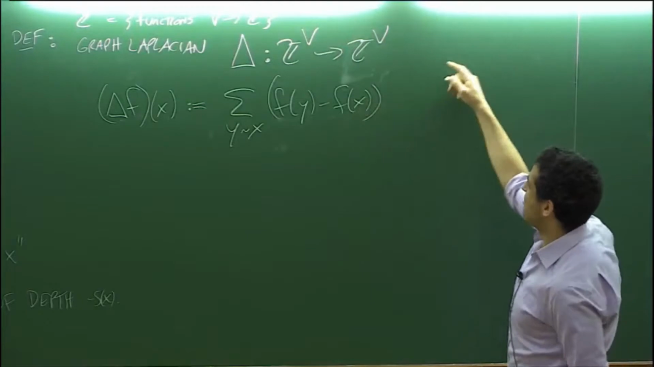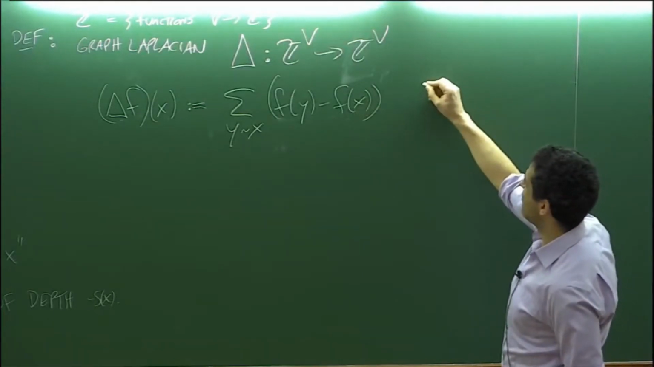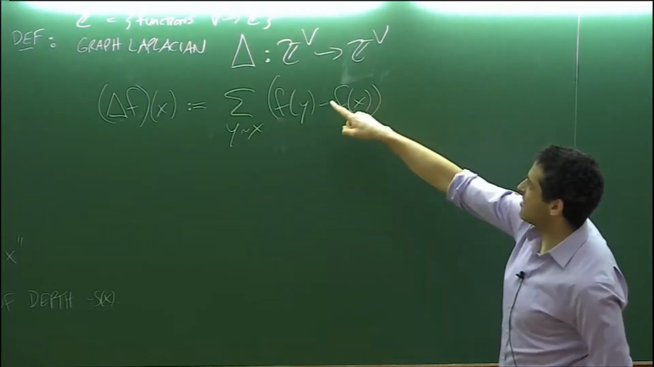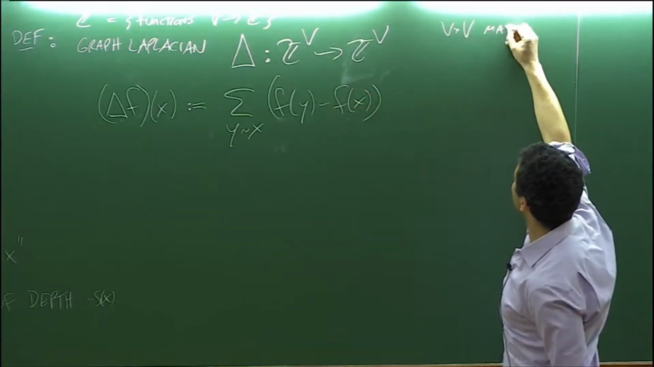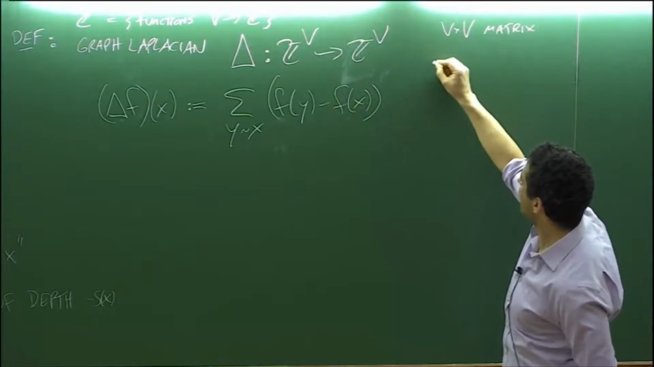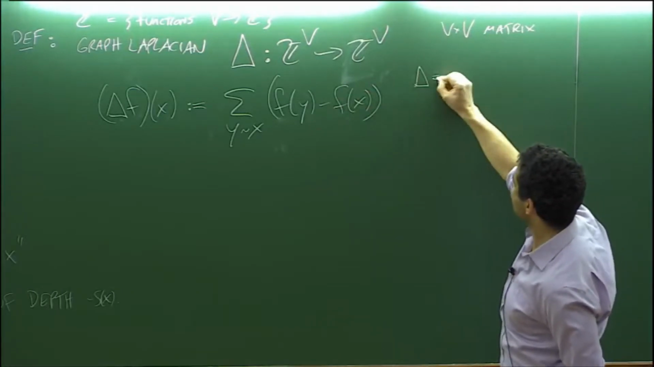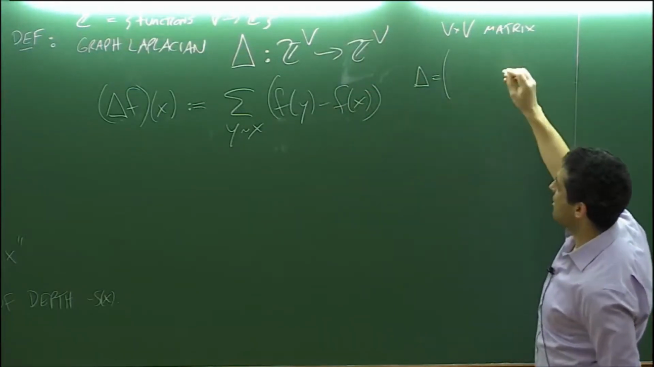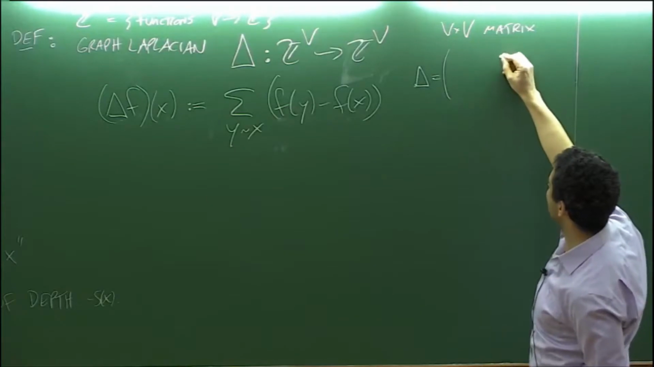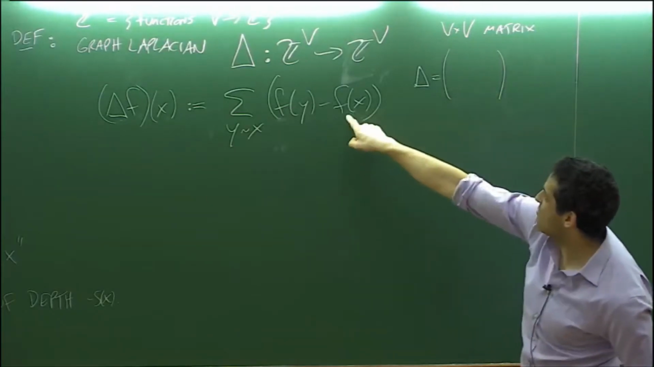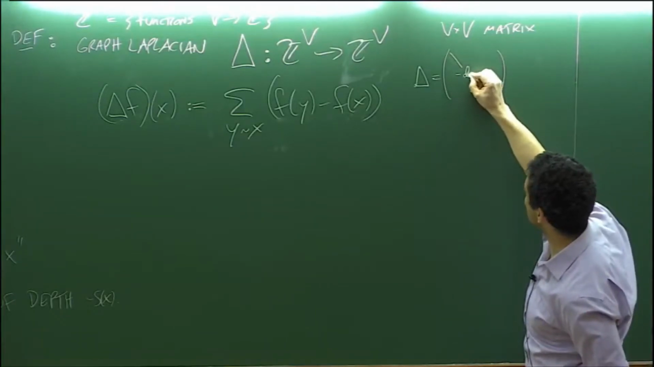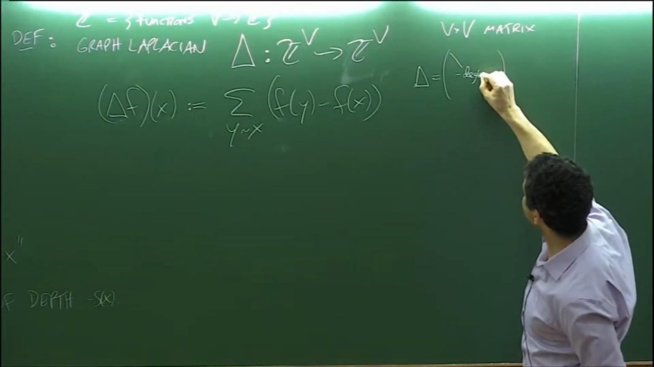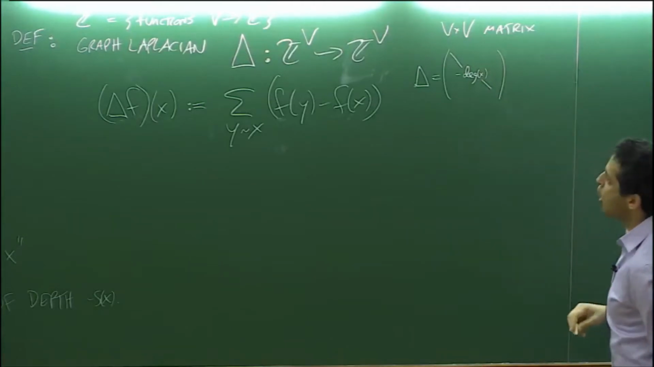Maybe you prefer to think of this as a matrix, which is fine. So if you want to think of it as a V by V matrix, well, it has two parts, right? It has a diagonal part coming from this minus f of x term. So it has minus the degree along the diagonal.